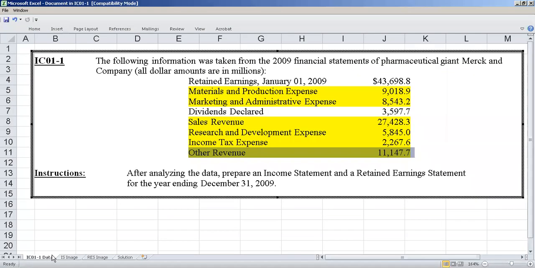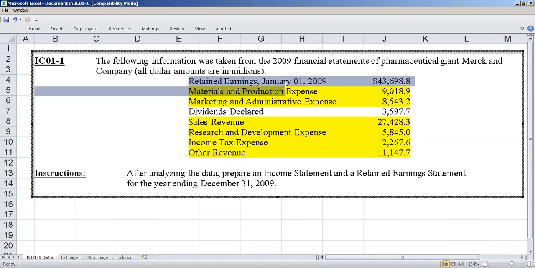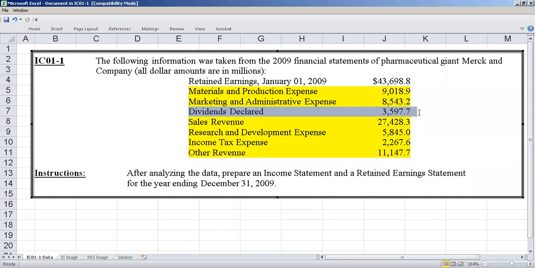So let's finish up Merck. So, does retained earnings at the beginning of the period go on a retained earnings statement? Yes. So we're going to use this piece of information. And now we know that dividends are presented on the retained earnings statement. So we're going to use the dividends declared. So in this particular problem, we actually end up using all of the data points. But that's not always going to be true.